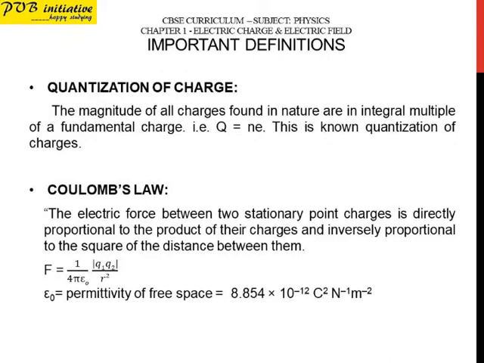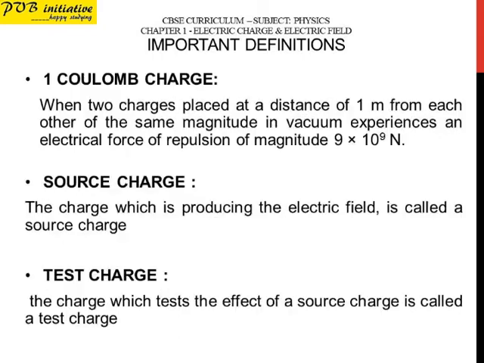State Coulomb's law. The electric force between two stationary point charges is directly proportional to the product of their charges and inversely proportional to the square of the distance between them. F is equal to 1 upon 4 pi epsilon 0 multiplied by modulus of q1 q2 divided by r square. Here epsilon 0 is the permittivity of free space and equals 8.854 multiplied by 10 raised to minus 12 C square N power minus 1 m power minus 2.